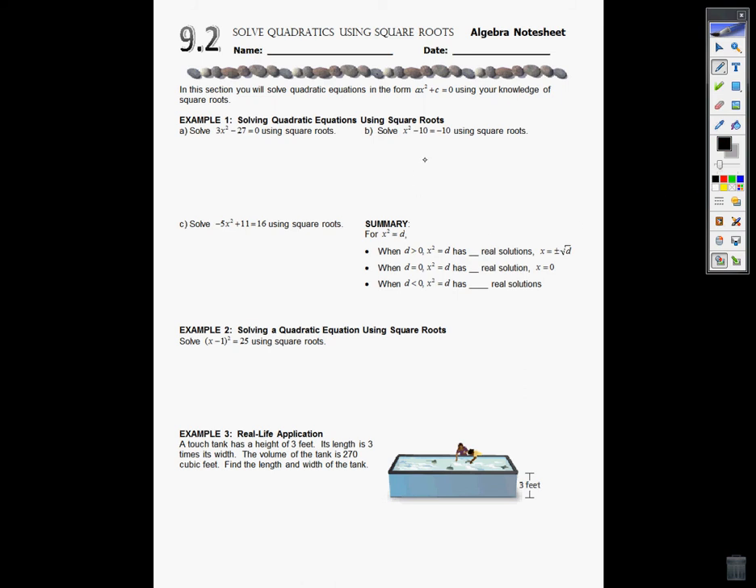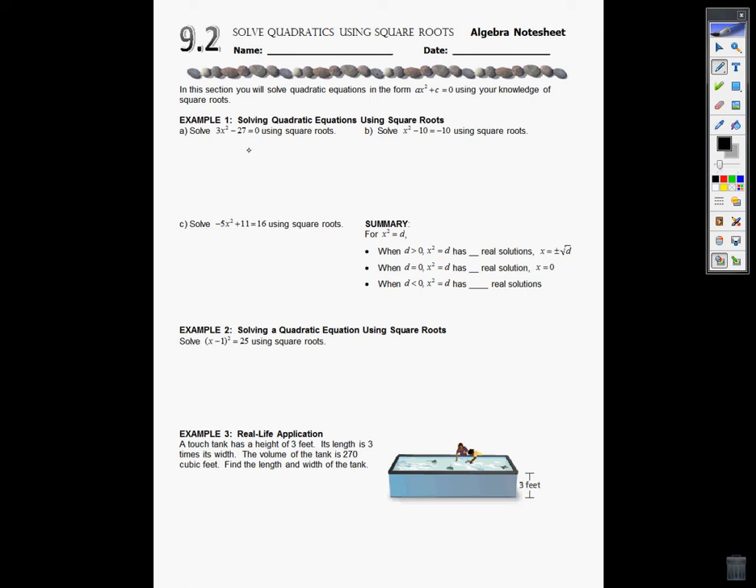Hello everybody. Today we're looking at 9.2, solving quadratics using square roots. So far we've had a lot of different ways of solving these types of quadratic equations. It's not as simple as linear equations where it's just, get x by itself. Depending on the situation, there's a lot of different ways. Maybe graphing is easier, maybe factoring is easier, maybe solving using square roots is easier.